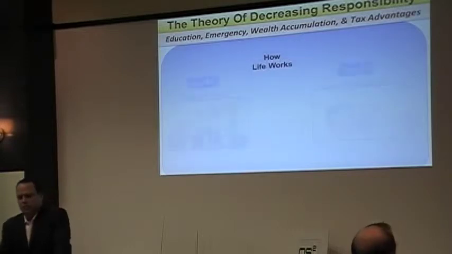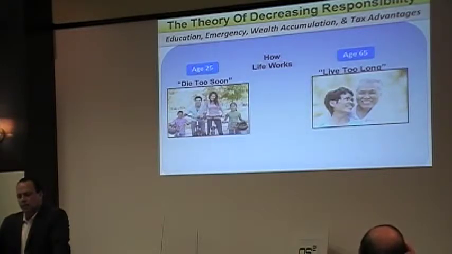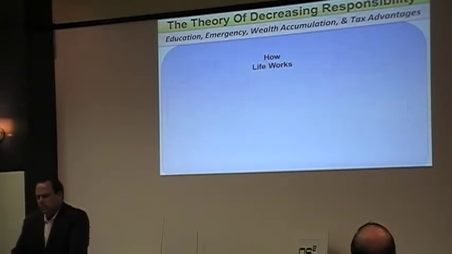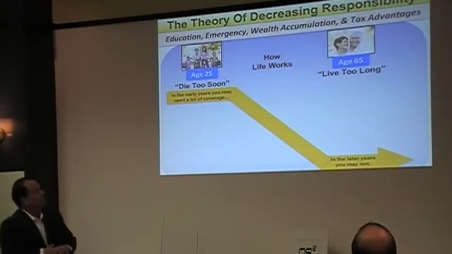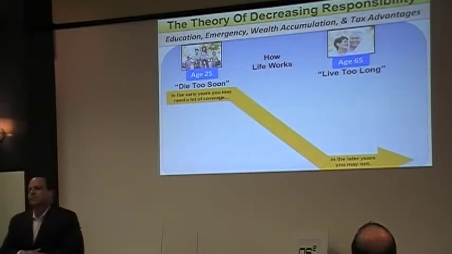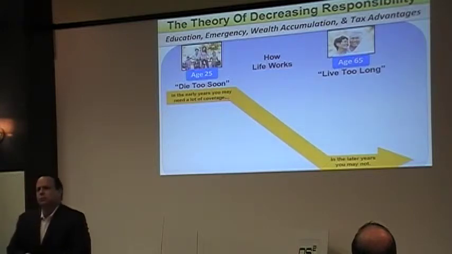So how life works. At age 25, you're worried about dying too soon. At age 65, you're worried about living too long, right? That's because when you're young, in the early years, you need a lot of coverage because you have debts and kids and aren't making enough money. But when you're older, you might not need as much coverage. Is that true? Yeah.